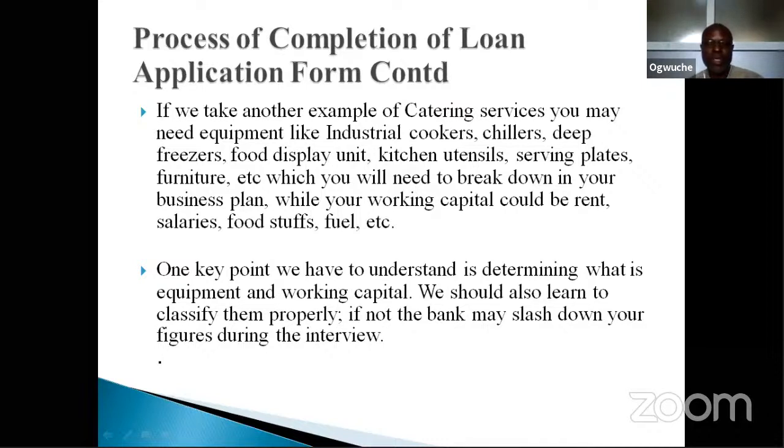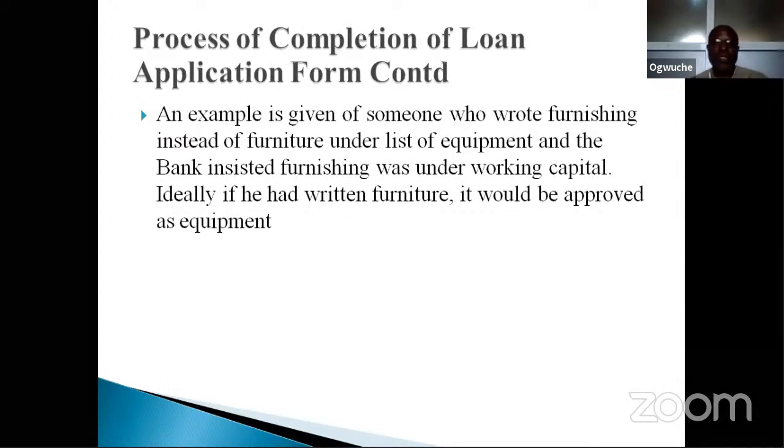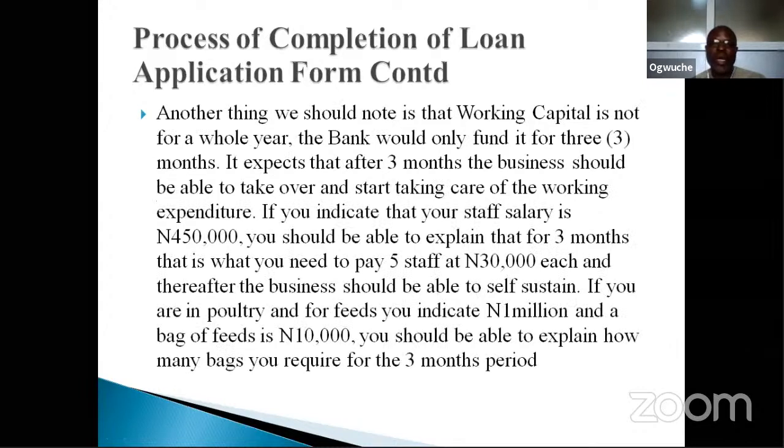One key point we have to understand is determining what is equipment and what is working capital. Okay, we should learn to classify them appropriately. If not, the bank may slash our figures during interview. For example, an example I like to give is that somebody wrote furnishing instead of furniture under equipment, and the bank put furnishing under working capital. So if you had written furniture, it would have been approved as equipment. So we should know the difference between what we are writing.